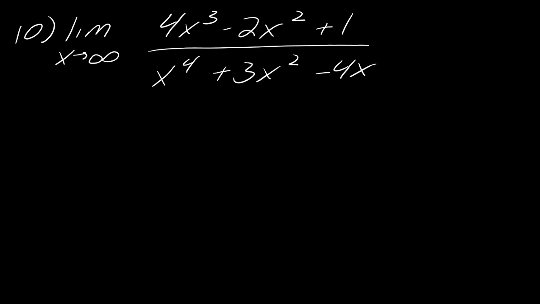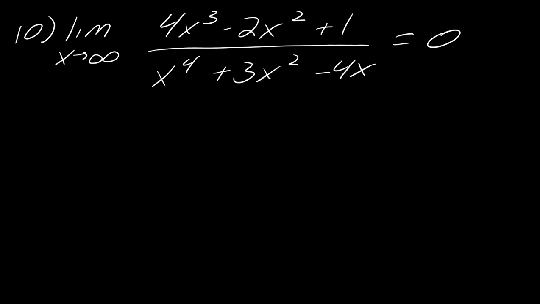Okay, so for 10 here, this is another limit as x approaches infinity, and this is just your standard rational expression. And really the key for this is to notice where the dominating term is. So the dominating term here is x to the 4th, and that is in the denominator. So this x to the 4th being in the denominator, it's going to drown everything out. So this whole thing is just going to end up equaling 0.